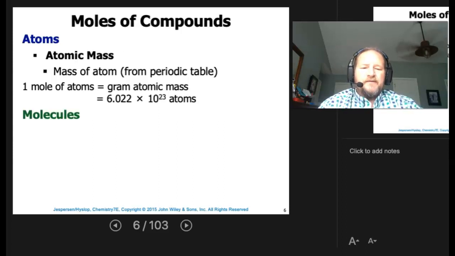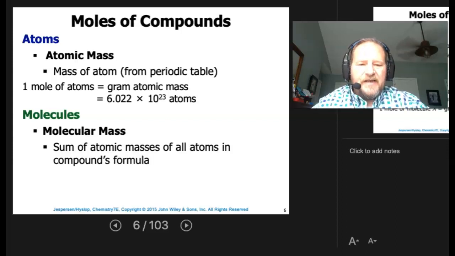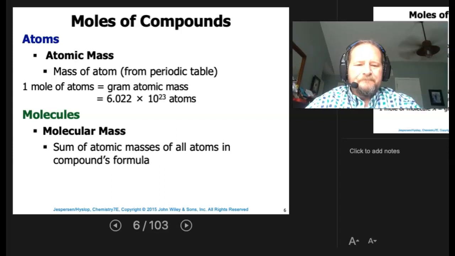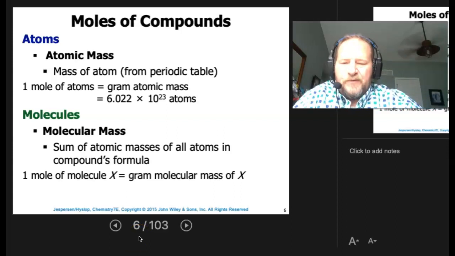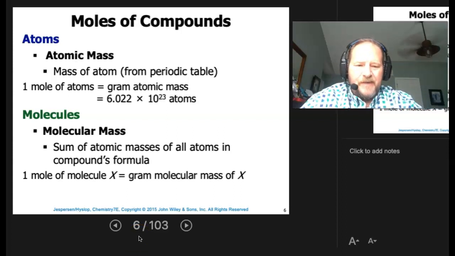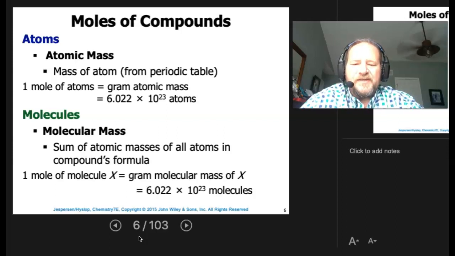Now for molecules, we'll have to figure out the molecular mass. And of course, to get the molecular mass, we're simply going to sum up the atomic masses of all the atoms that are in our formula. The mole of a molecule of X will equal what's called the gram molecular mass of X. So we'll look up the molecular mass, and 1 mole would equal that molecular mass, which would also equal 6.022 times 10 to the 23rd molecules. So again, our particle is changing.